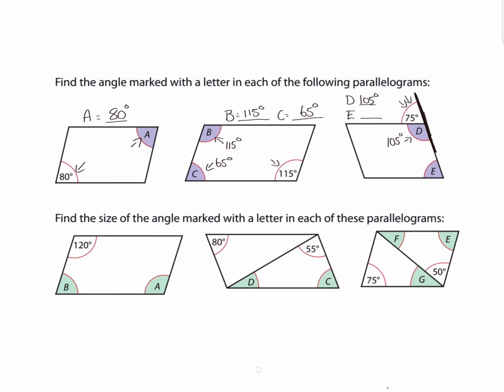Now, what did we just say in the last question, B and C? If you add B and C over here, if you add these two together, you have to get 180. So if I add D and E, I have to get 180. So what would I add to D to make it 180? Well, I'd add 75, wouldn't I?